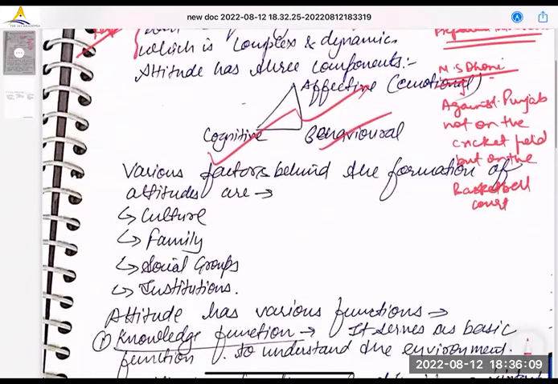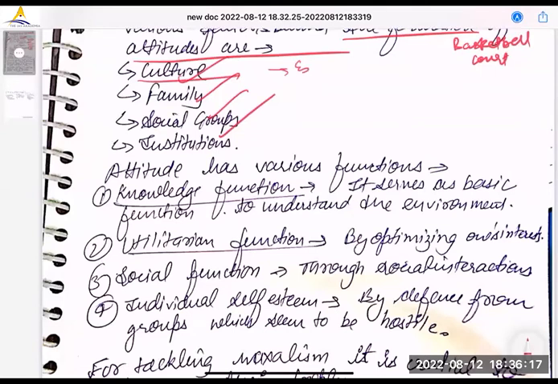Various factors are the factors on which attitude depends. This is not very relevant, but if you are writing, just write an example of how culture determines it. For example, in Kerala, it is a matrilineal society, right, mother centric. So what is Kerala's child sex ratio? Greater than 1000? Yes or no? CSR. Because culture is matrilineal, mother centric, not patrilineal, or there is matriarchy instead of patriarchy.